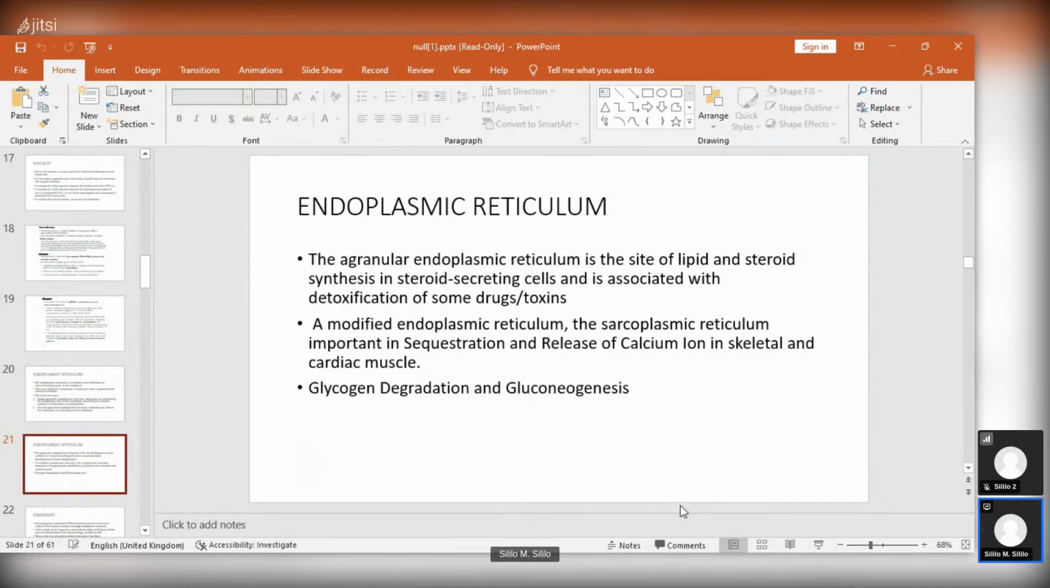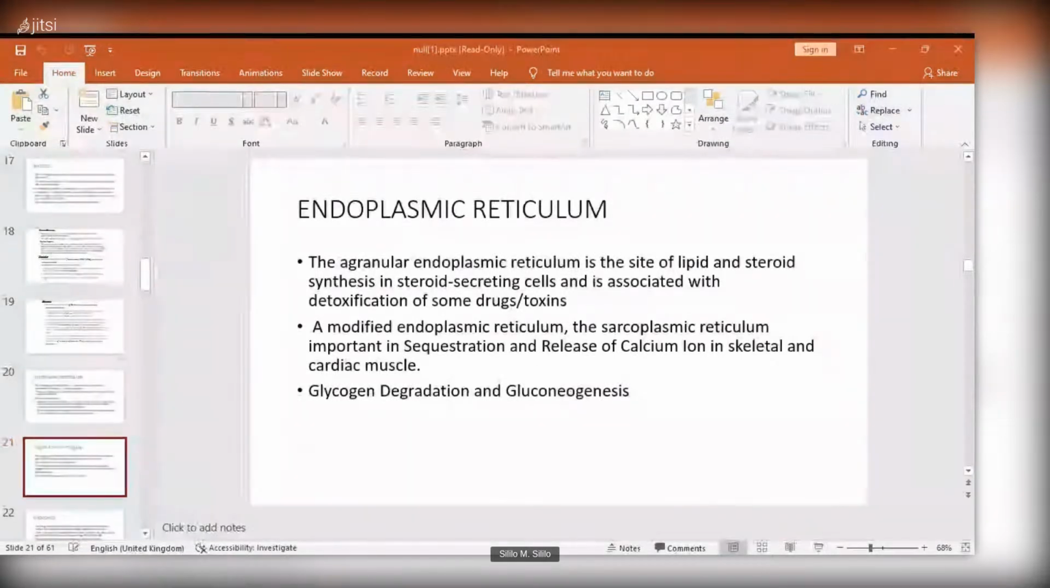So drugs are referred to as toxins. Drugs and toxins are degraded, and therefore we expect this endoplasmic reticulum to be more present in your liver cells as well. Why? Because the liver cells are important in what? Detoxification.